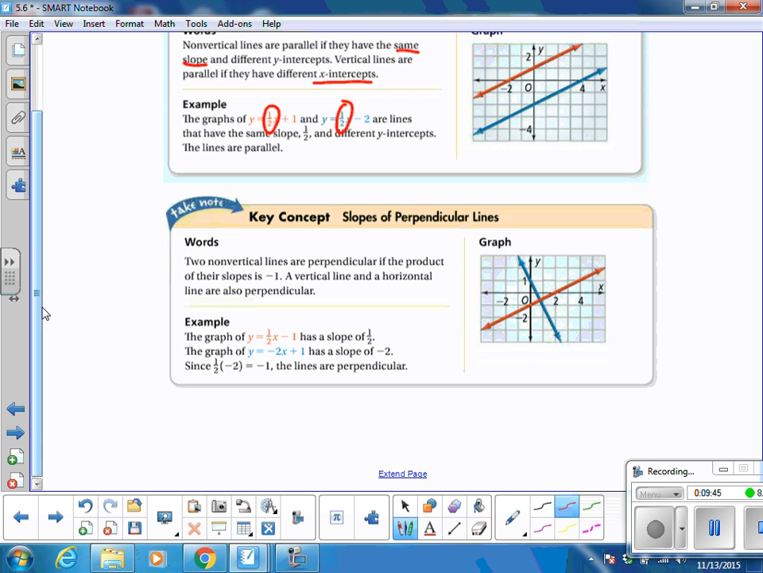In this case, two non-vertical lines are perpendicular if the product of their slopes is -1, basically it's saying it's the opposite reciprocal. Like in this case, the opposite reciprocal of 1/2 is -2. If that's the case, then they are indeed perpendicular.